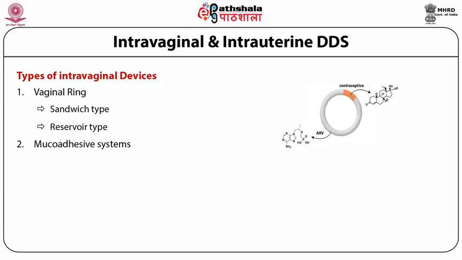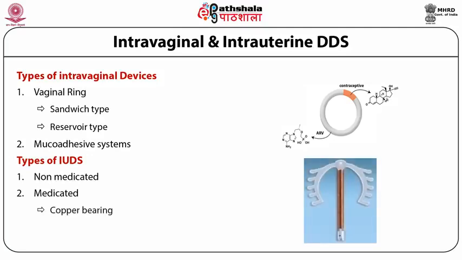Then similarly, we have the various types of intrauterine devices, which could either be non-medicated or medicated. They can be copper bearing, an example is that of the copper T used as a contraceptive, and they can also be hormone releasing, which can be highly beneficial for postmenopausal women.